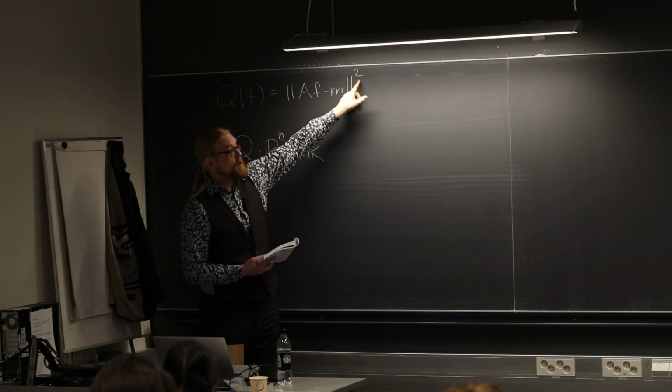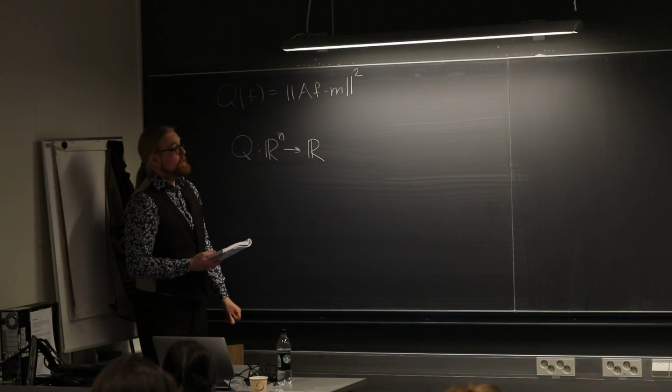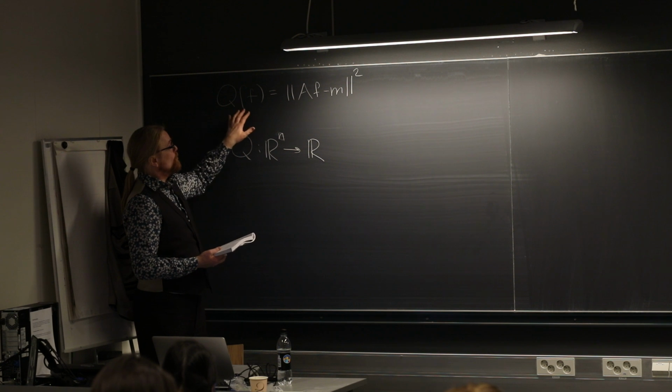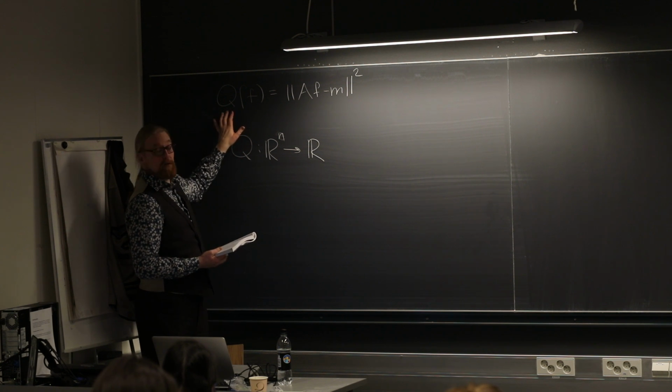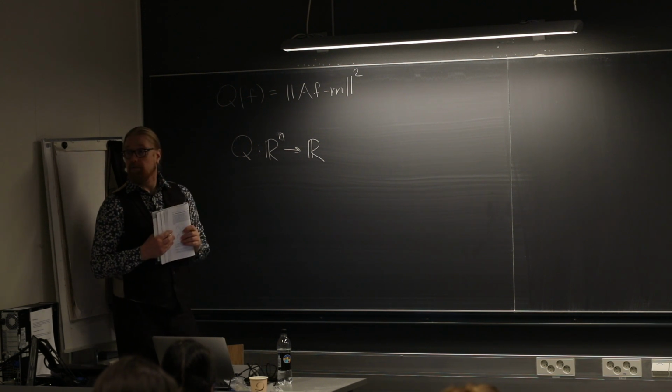And we'll put the norm squared. And I want to prove that the unique minimizing point of this function Q can be computed with the formula we have on the blackboard.